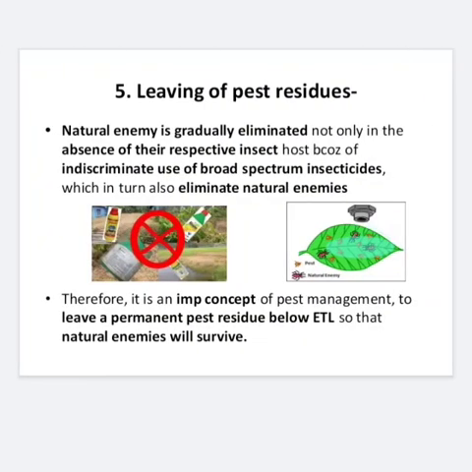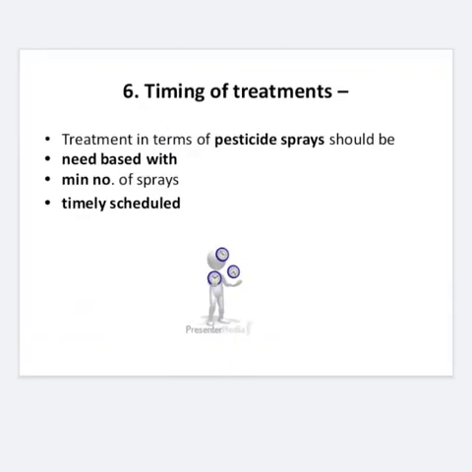Next is leaving pest residues. For protection of natural enemies, we must leave a permanent pest residue below the ETL. Due to extensive use of insecticides, their population is getting reduced or eliminated. The next one is timing of treatment. It plays a very important role because we should go for need-based treatment as per the ETL level. A minimum number of sprays should be used, and sprays should be timely scheduled.